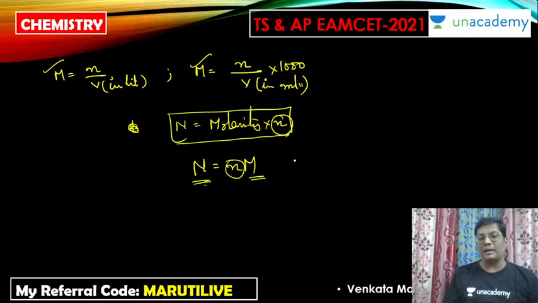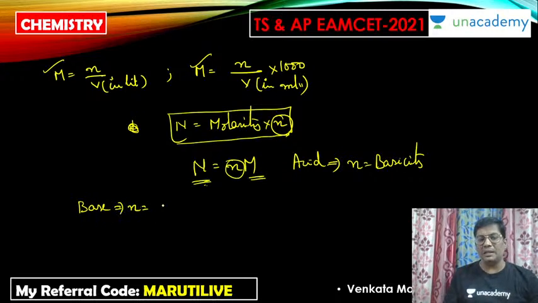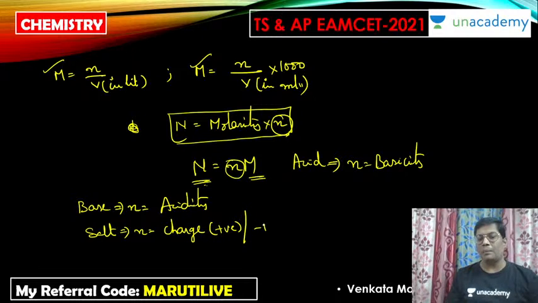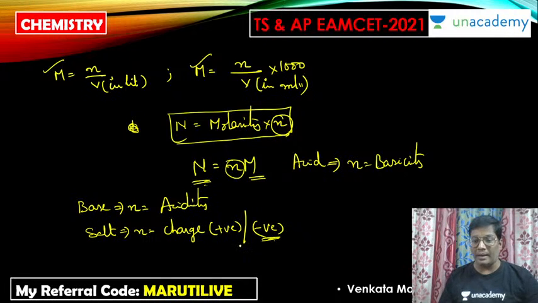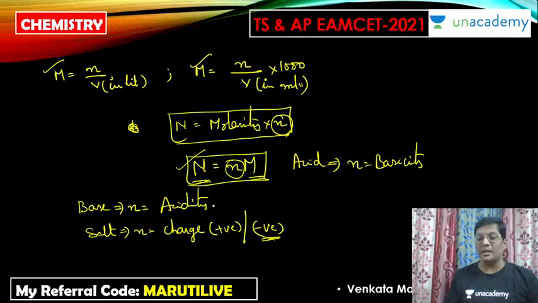Suppose you take an acid solution: for the acid, n equals the basicity. If you take a base, for the base n equals the acidity. If you take a salt, n equals the number of electrons transferred, or the charge, either positive or negative, on the cation or anion. So normality is equal to n into molarity. This is the relation between normality and molarity.